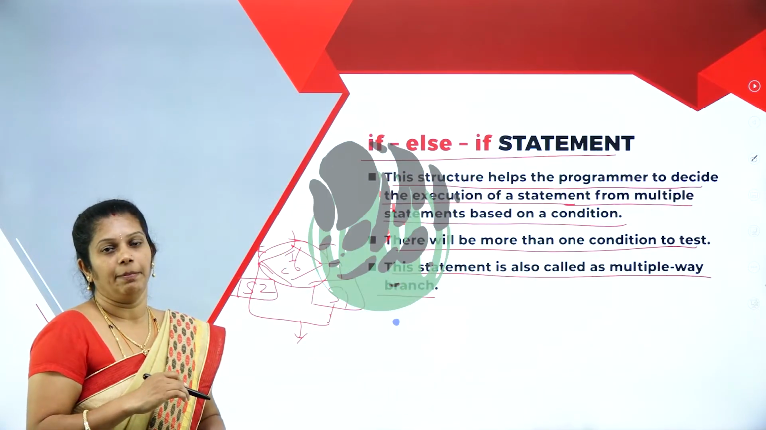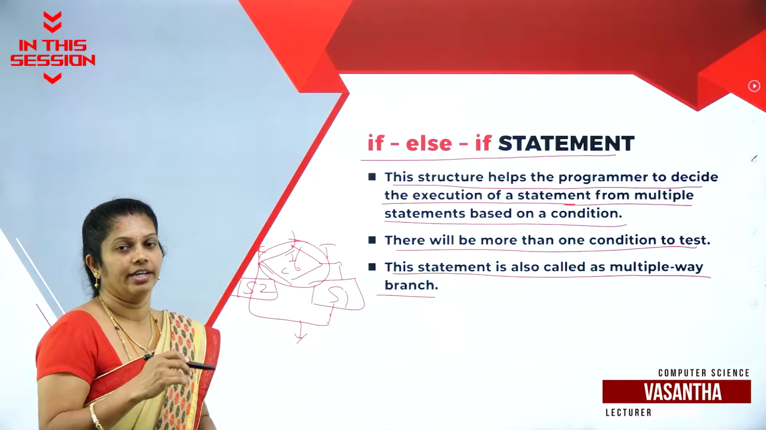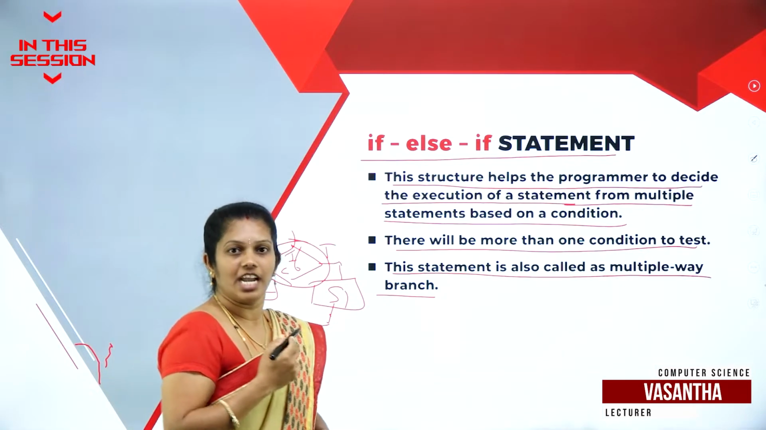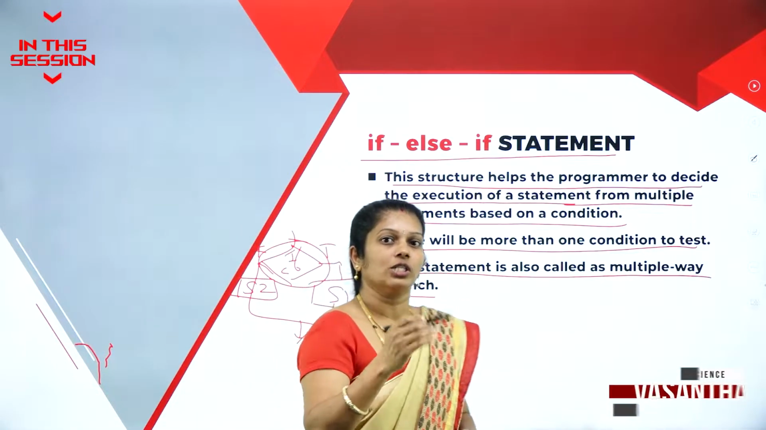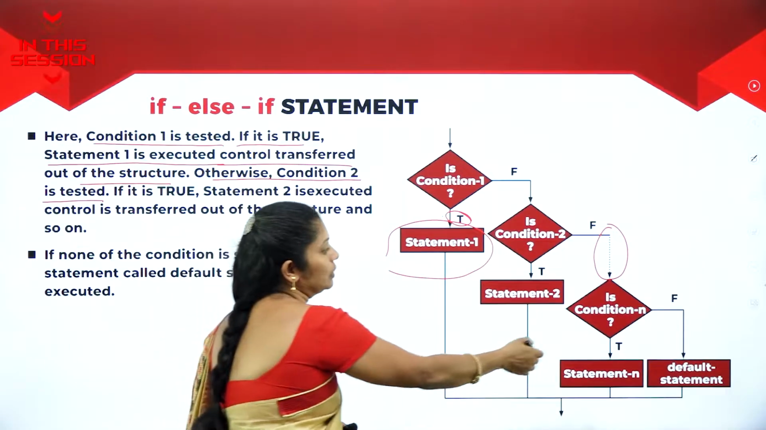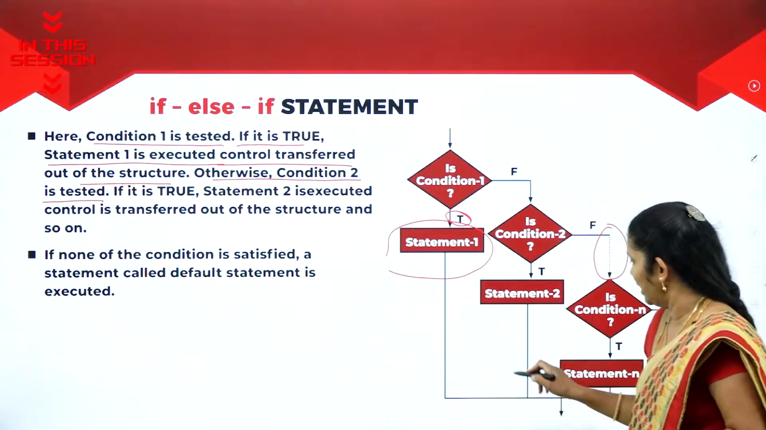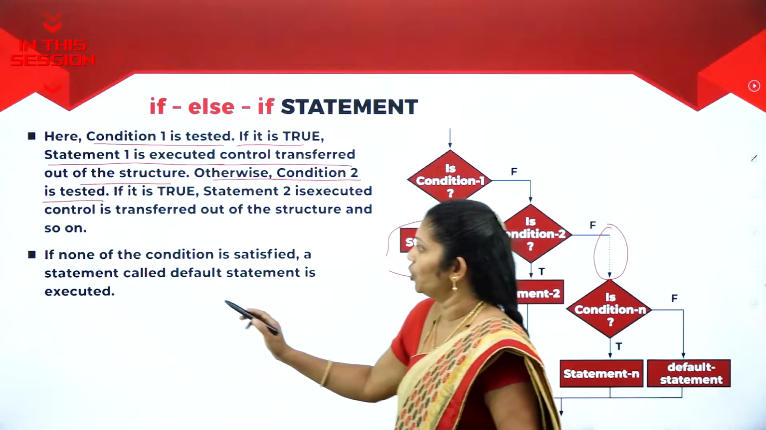Why it is called as multiple way branching? Because multiple alternatives we have here. If it is true, then the corresponding statement will execute. If it is false, once again it will check for the next condition. The process will continue till the last one. If all the conditions are not satisfied, finally it will display the default value.